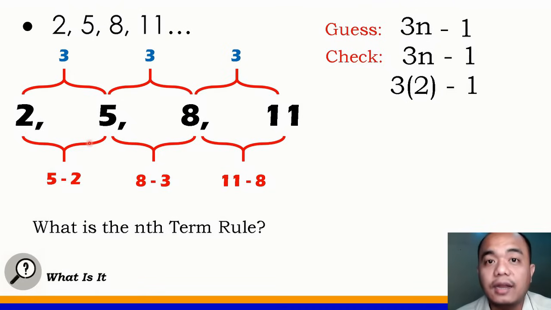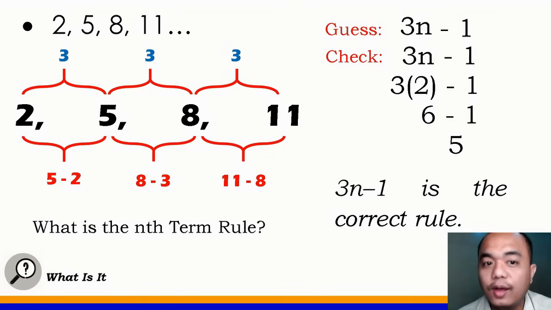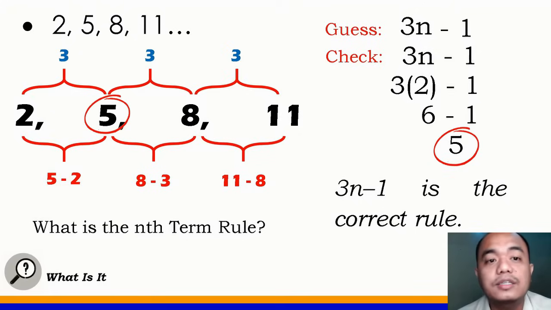Again, nag-check lang po tayo ng ating end term kung tama ba. Tama na yung kanina sa first term, i-double check natin for our second term. Kung makuha natin yung 5, masasabi na talaga natin na tama yung end term na na-formulate natin. So 6. So 3 times 2 equals 6 and 6 minus 1 is 5. So that means 3n minus 1 is really the correct rule for the sequence 2, 5, 8, and 11.